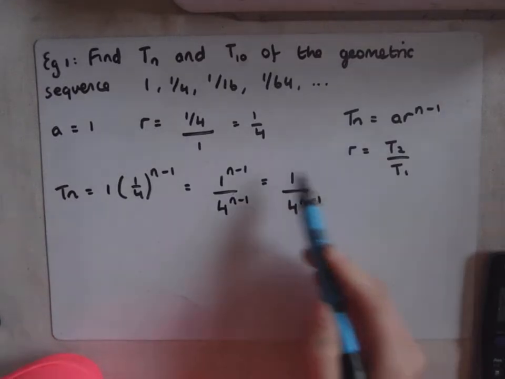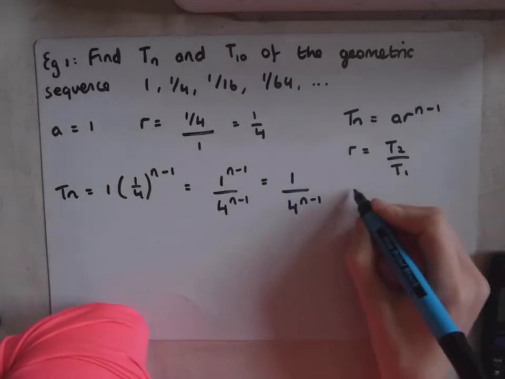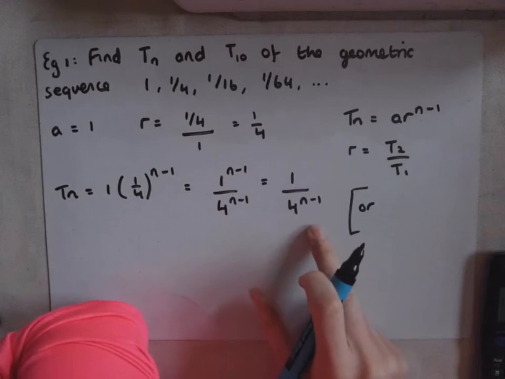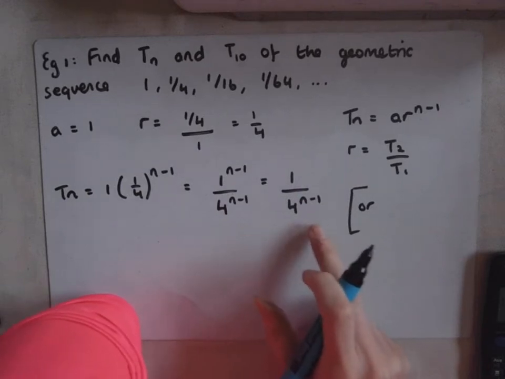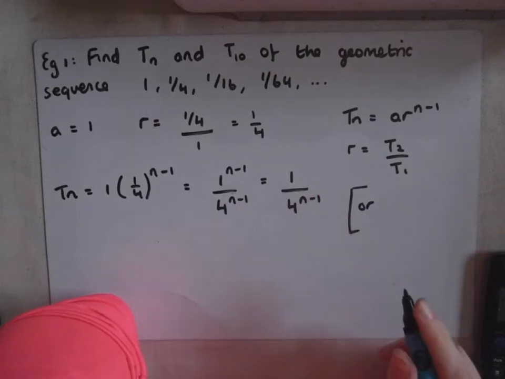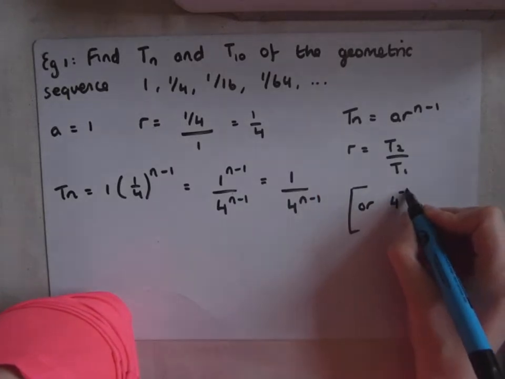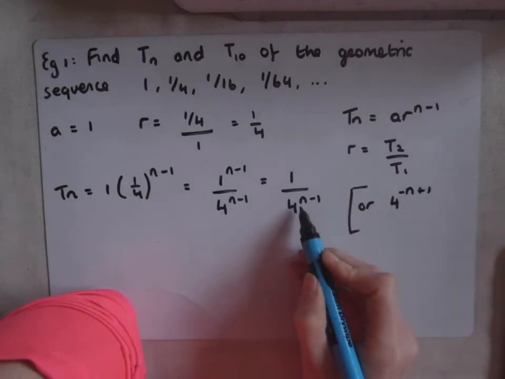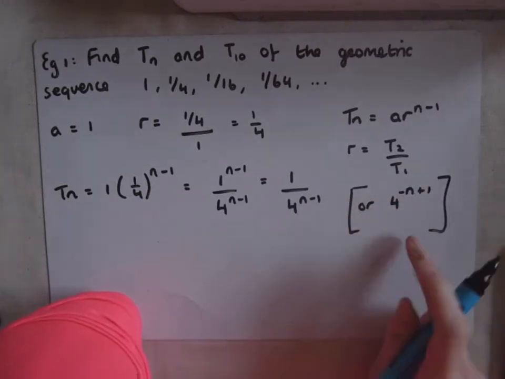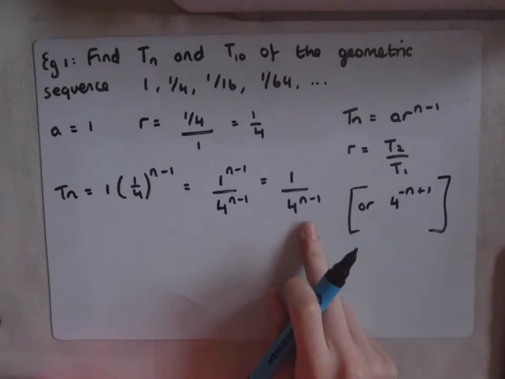So this is my Tn. Okay, you might remember from your indices, you could write this. I have a 4 and the power on the bottom. What happens when I want it to come up to the top? What happens to the power? Yeah, it becomes a minus power. So I'd be changing the minus n and minus minus 1. So you could write it like that, or you can leave it like that. It's totally up to you.